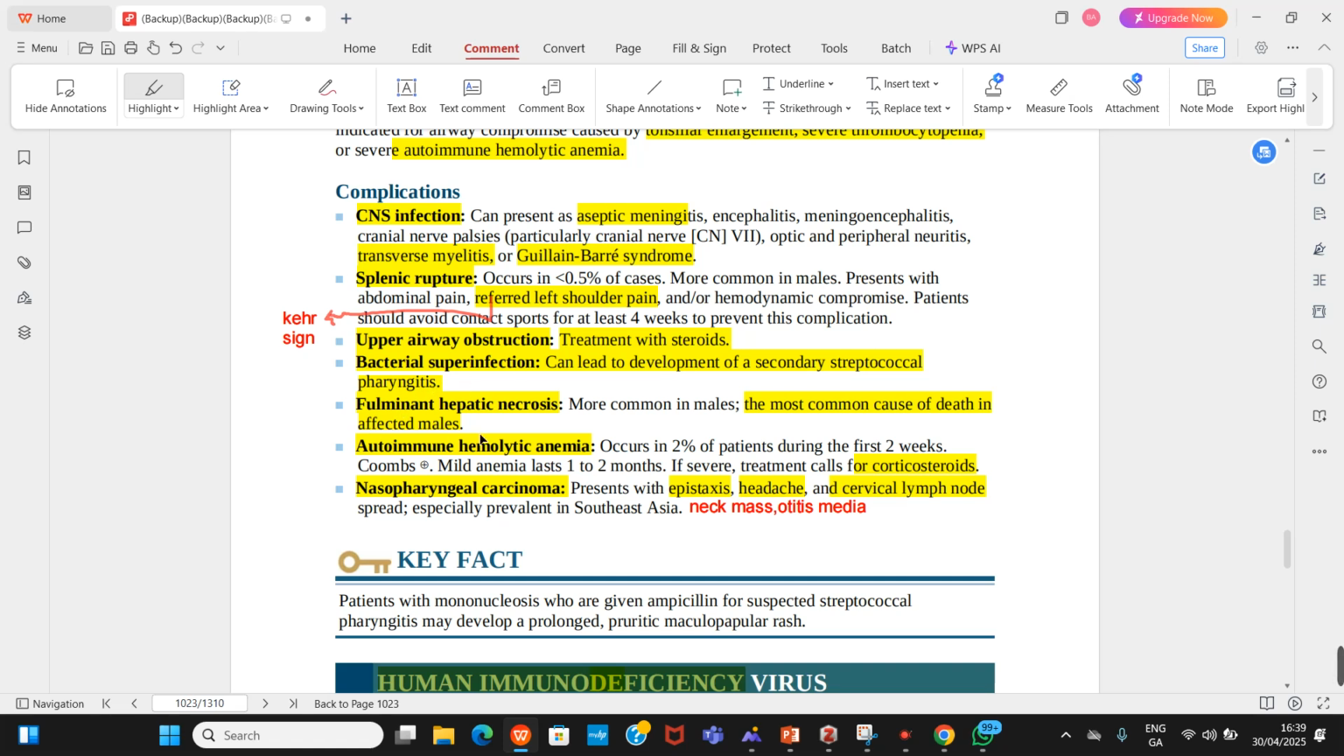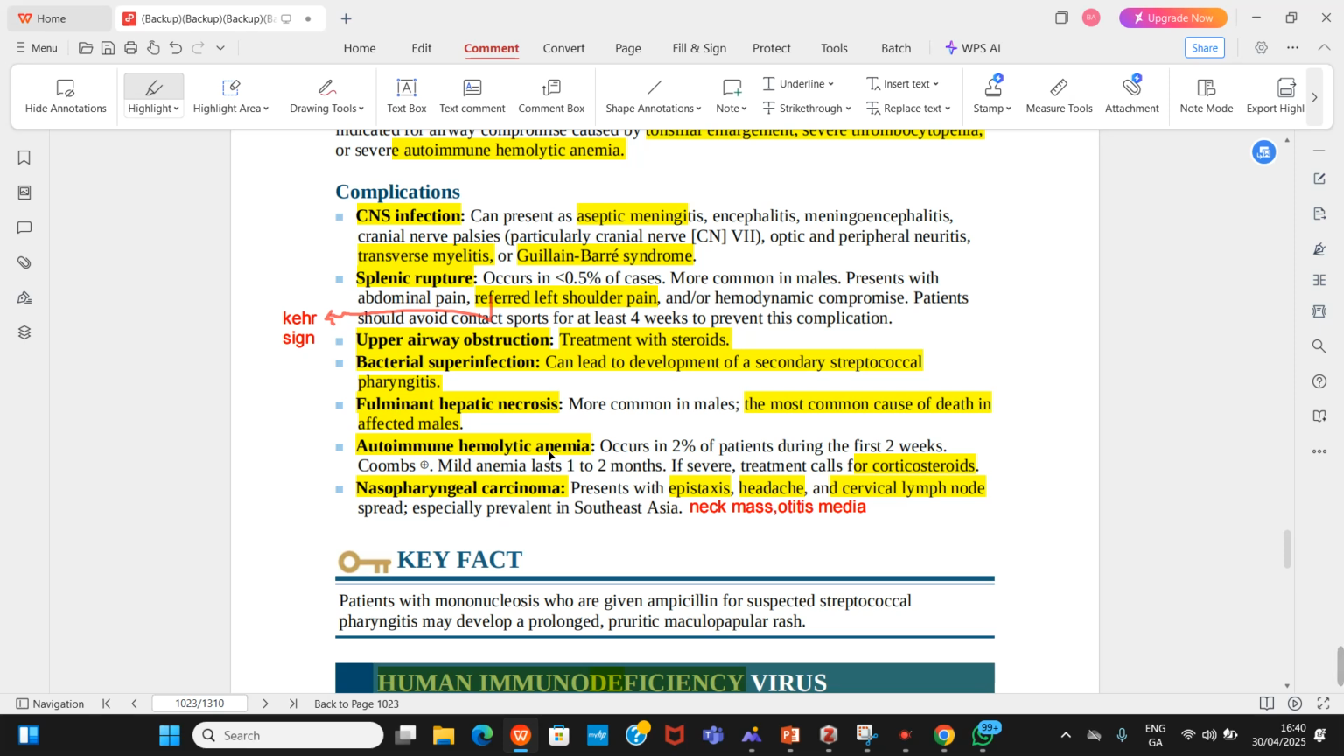They can have fulminant hepatic necrosis. Don't forget, this can affect the liver too, and it's even the commonest cause of death in males. The liver can undergo necrosis at the end of the day. They can have autoimmune hemolytic anemia. Dr. Ryan will have said this in hematology: EBV infection is a cause of autoimmune hemolytic anemia. So alongside thrombocytopenia, you have to give them steroids to treat it.